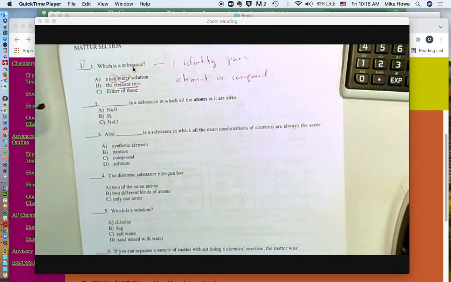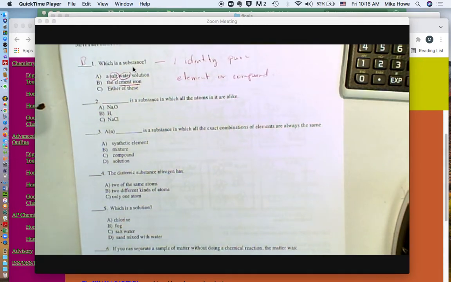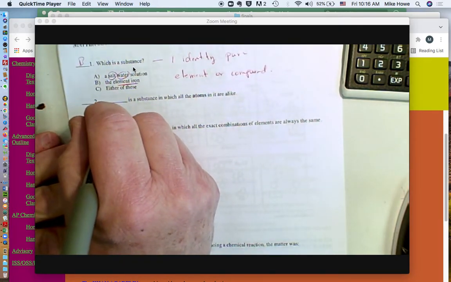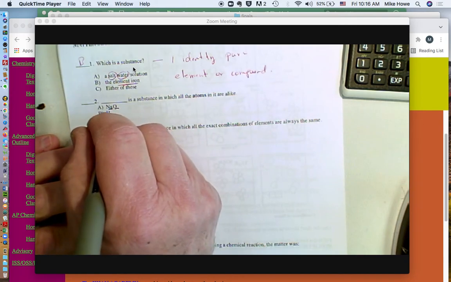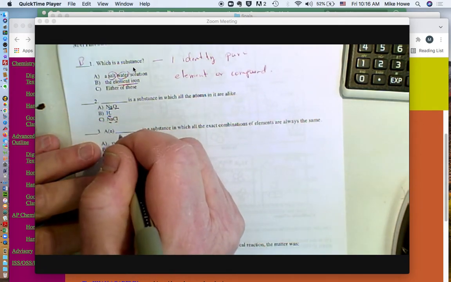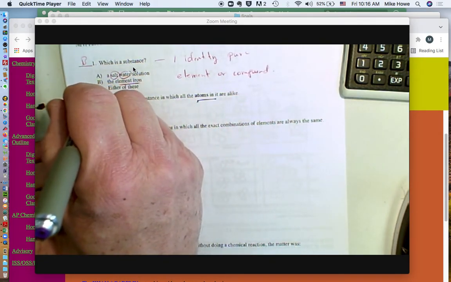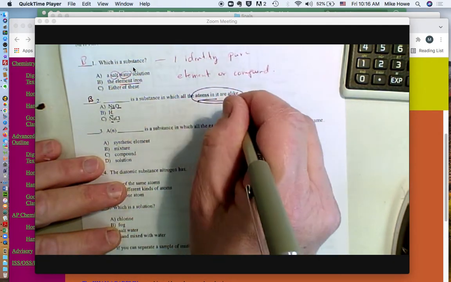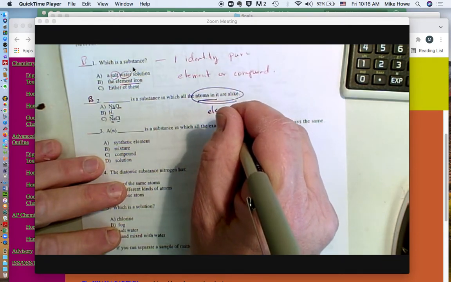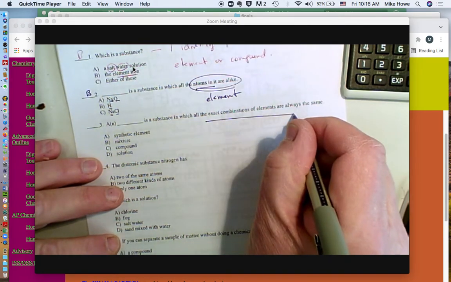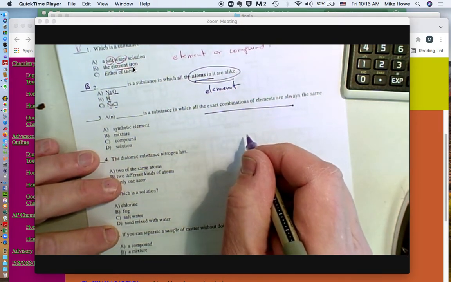Okay, a substance in which all of the atoms are alike. Now we're looking at an element. So if you have all the atoms alike, we call that an element. So it's a substance, but it has sodium and oxygen in it. Hydrogen has only hydrogen, and sodium chloride has sodium and chlorine, so the atoms are alike in hydrogen. So you're looking for an element. So that means element.